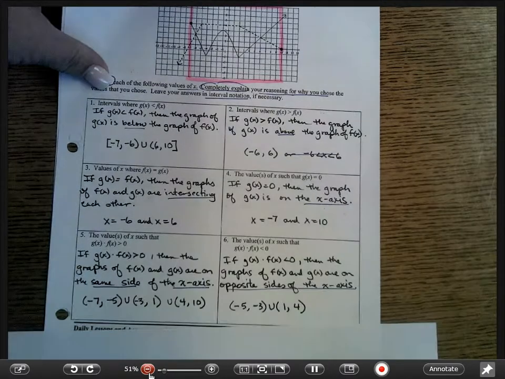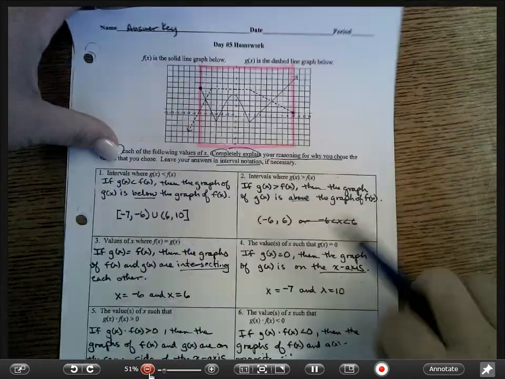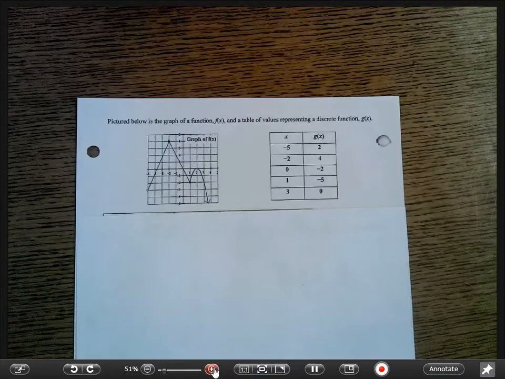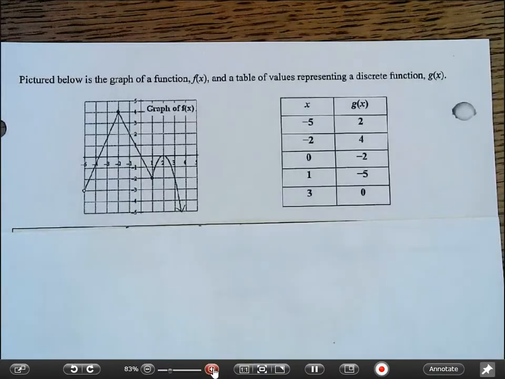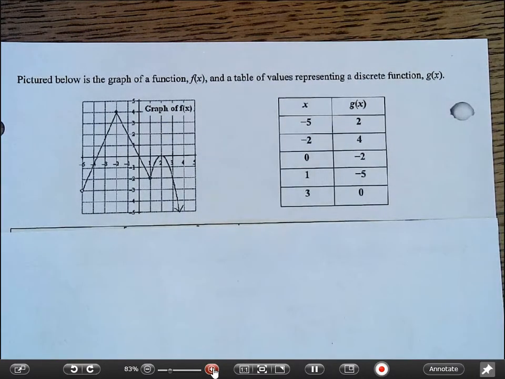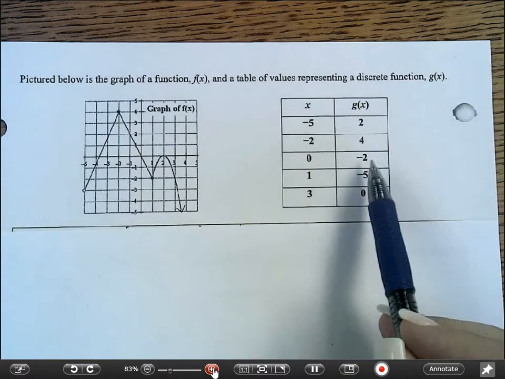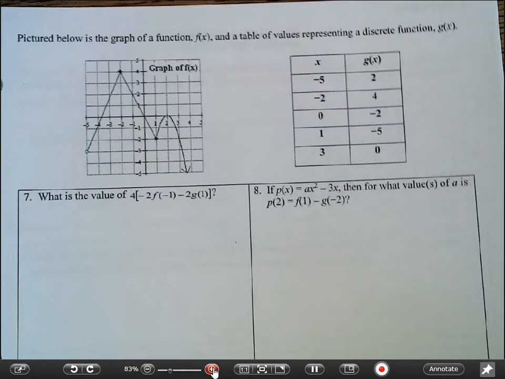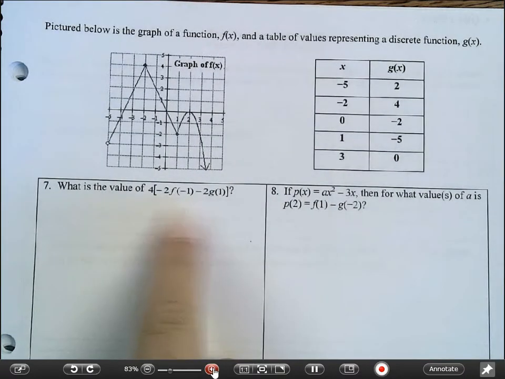All right, so let's go and take a look. All right, so here we go with the next page. Try to focus in on that. All right, so we have the function of f and then a table of g. So on number 7, we are asked to calculate this value.